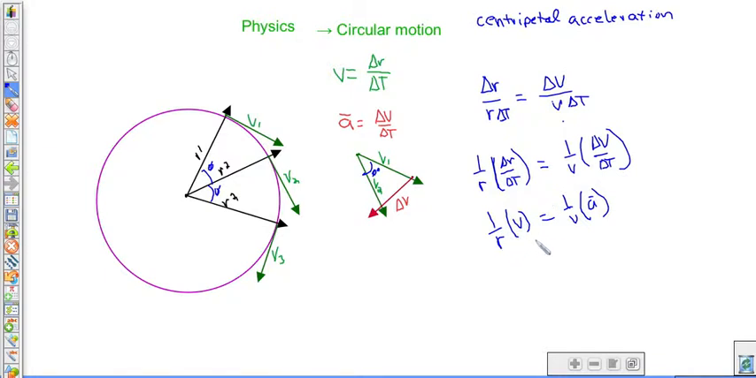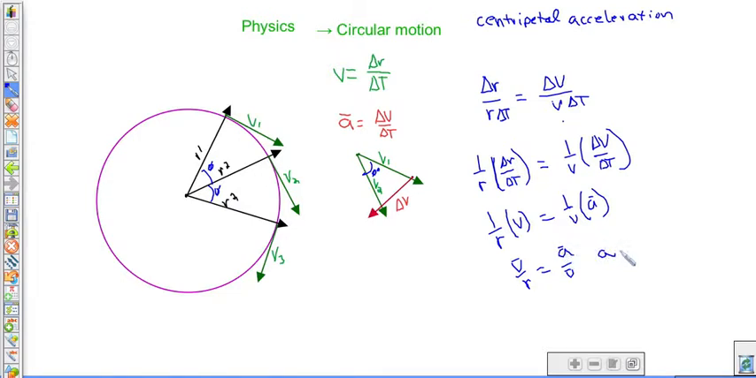So if I just multiply this out, what I end up with is velocity over radius equals the acceleration over the average velocity. So then I'm going to say this equals this, so I want to put this into one equation. I'm going to put this into acceleration equals, because that's what I'm looking for, is acceleration.